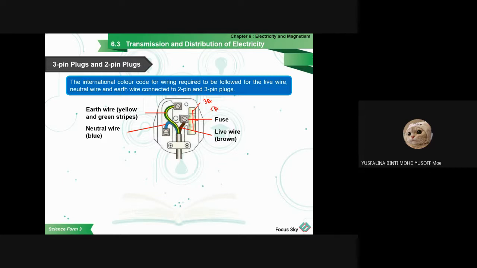It's more like the earth wire also. But the earth wire makes the current flow back to the earth, while this one cuts off the current. So both of them are actually for safety reasons.